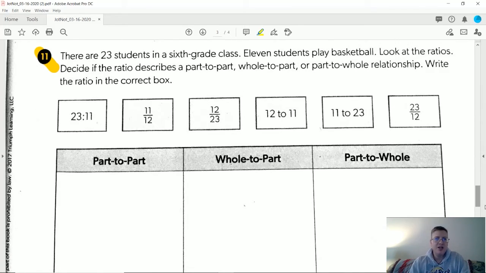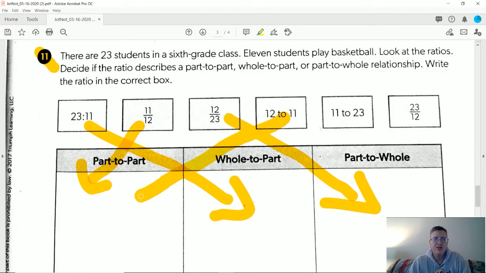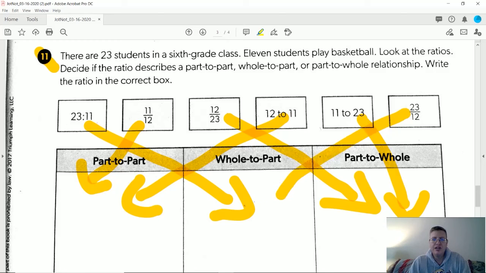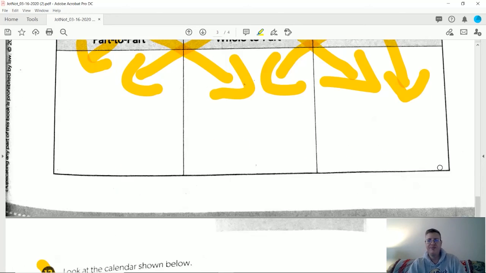Number 11, there are 23 students in a 6th grade class. 11 students play basketball. They want us to look at the ratios and determine if we're doing part to part, whole to part, or part to whole. So anything with a 23, we are going to be in one of these two boxes. So we'll start with this one. I'm starting with 23, so that's going to be whole to part. 11 to 12 is going to be part to part. 12 to 23 is going to be part to whole. 12 to 11 is going to be part to part. 11 to 23 is going to be part to whole. And 23 to 12 would be whole to part.